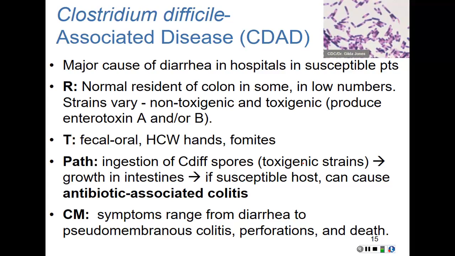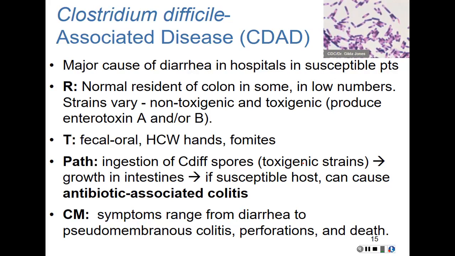So one of them is this idea of diarrhea. Okay, major cause of diarrhea in hospitals, and often associated with antibiotics. Some people have C. diff as a normal resident in their colon. It's hard to say. We did some microscopy of this, and we looked at fecal material under the microscope. Sometimes you can see spores. So, what organisms produce spores? This is one of them.